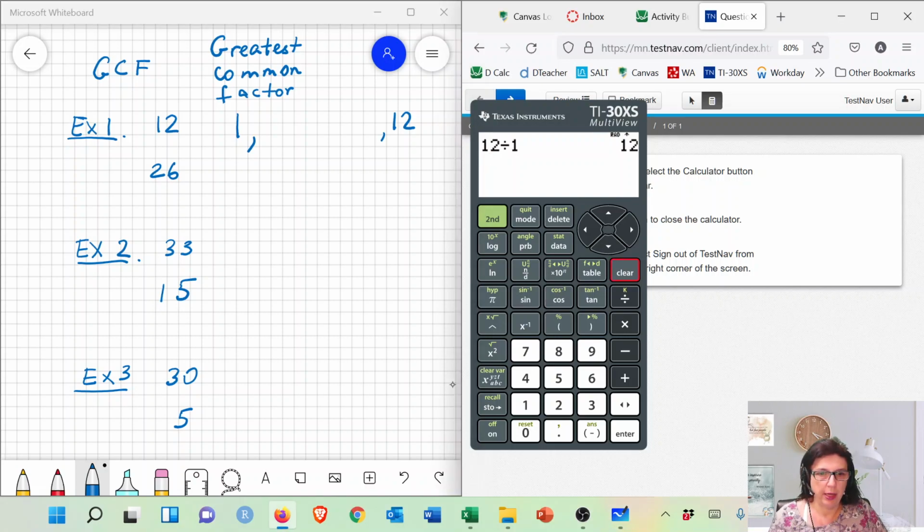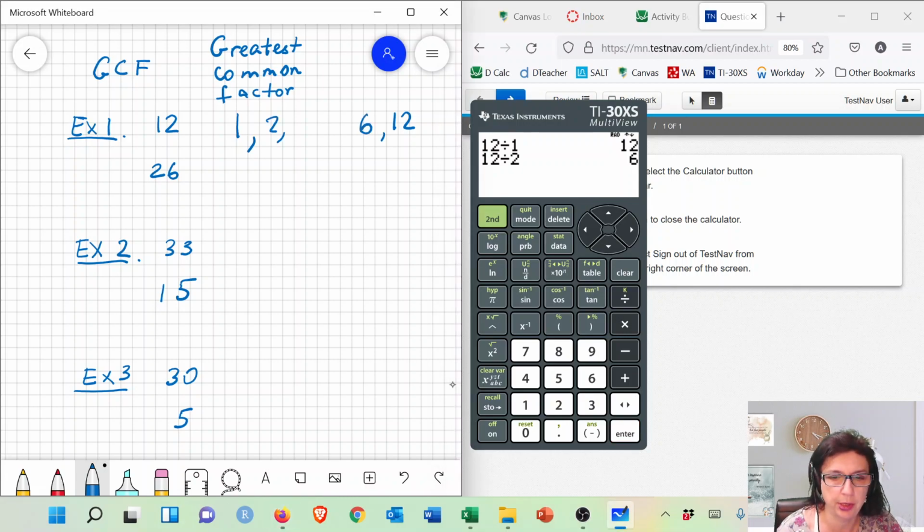So, for example, what's the next number after 1? That would be 2. You're asking yourself, is 2 a factor of 12? Let's see on the calculator. All I have to do is punch in 12 divided by 2. Oh, it's a 6, right? That's an integer. So yes, 2 is a factor and also 6 is a factor. When you find one, you find another one.